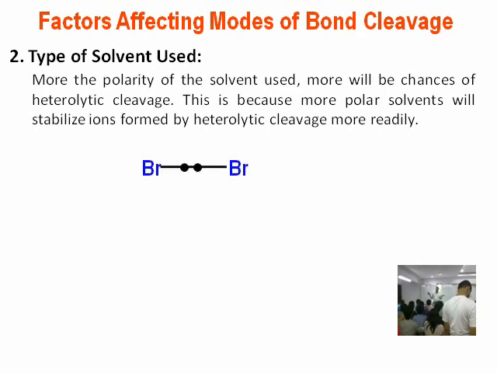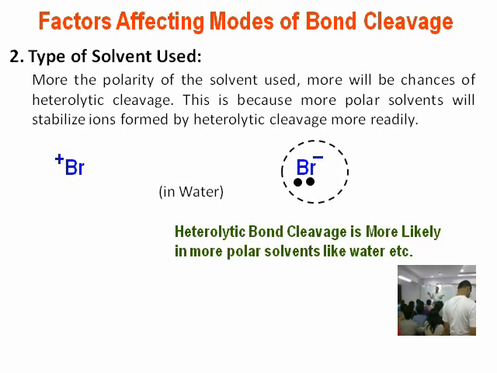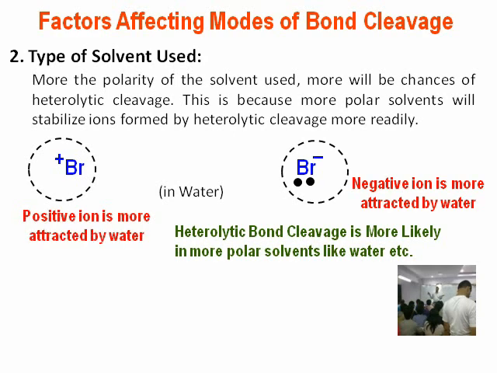Let us see the Br2 molecule. Although there is no difference in electronegativity, if we take a highly polar solvent like water, in water there will be chances of heterolytic cleavage. So any one Br atom will take both the electrons during the heterolytic cleavage. Let us say in this way. So the atom which has taken both the electrons will become negative, the other atom will become positive. This Br negative ion is more attracted by water, so it will be stabilized. Br positive will be stabilized by water because water is polar.